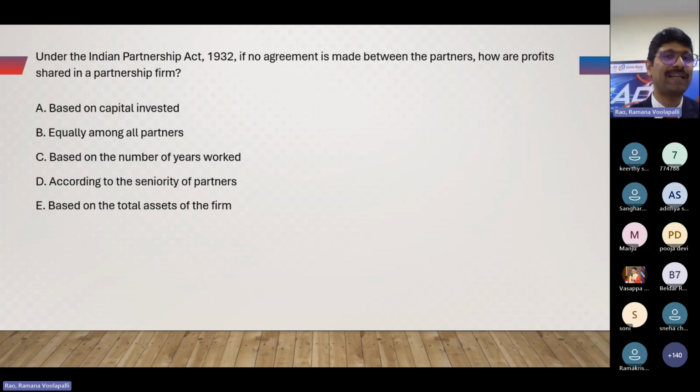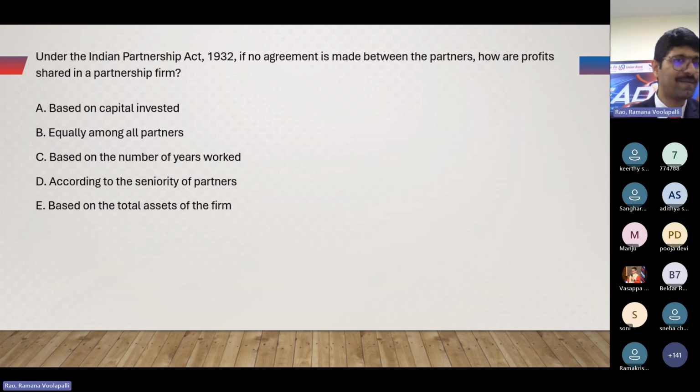Under the Indian Partnership Act 1932, if no agreement is made between the partners, how are profits shared in the partnership firm? Now we have understood that there is an agreement. Based on the capital investment, okay, Subham Agarwal says. Ramesh Sahaji is also going with A. Geeta, no other opinions? Others can also participate. Arun, Vinod, Saha, Vandana, all are going with A.